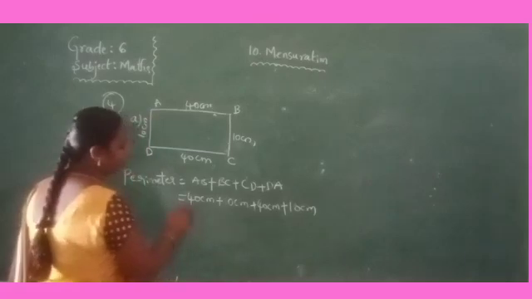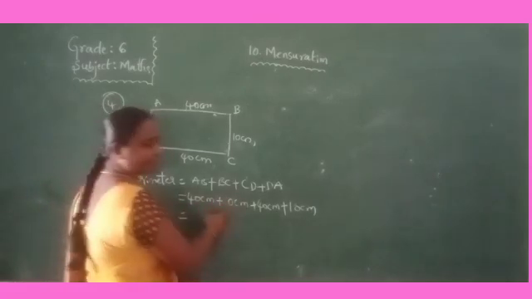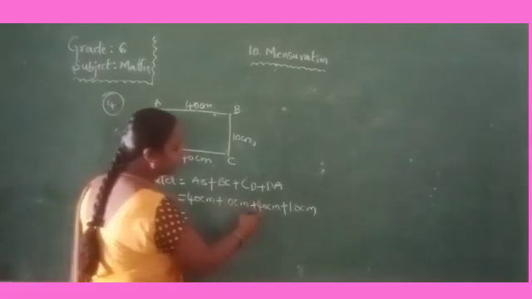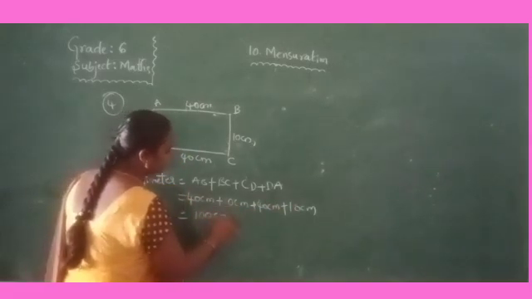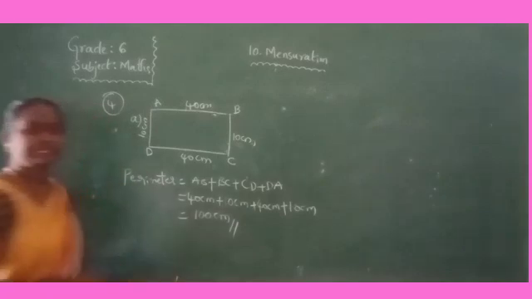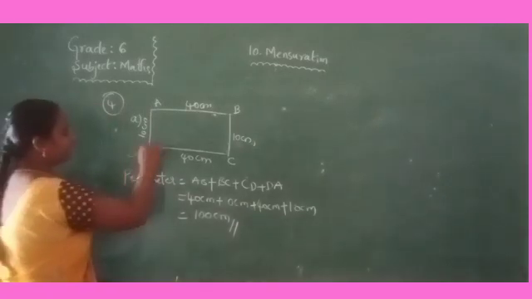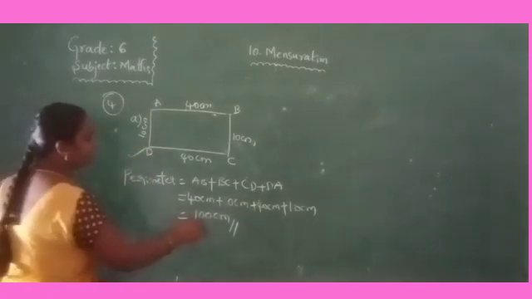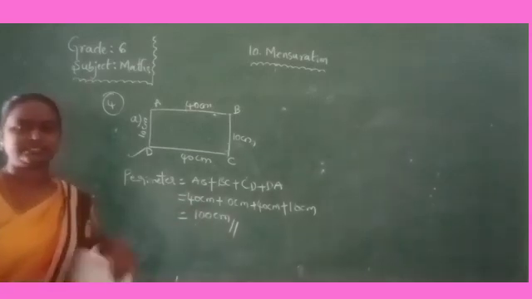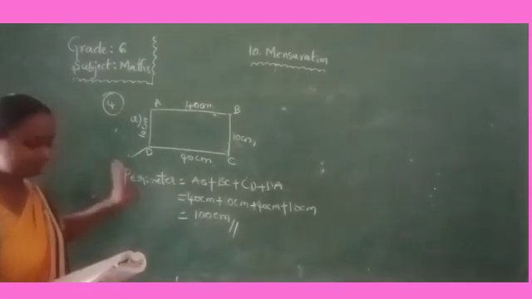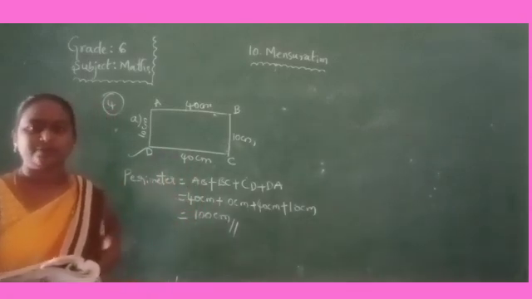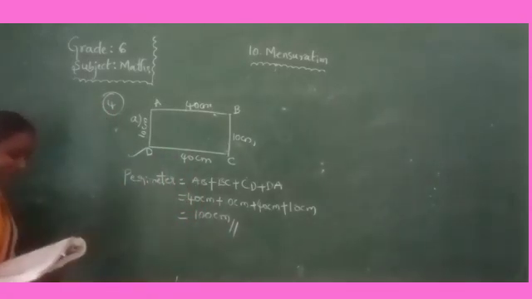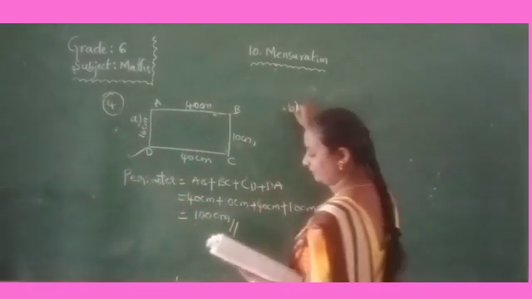Now add 40 plus 10, 50. 50 plus 40, 90. 90 plus 10, 100 centimeters. Now tell me, what is the perimeter of this rectangle ABCD? 100 centimeters. So write this down, fill it in the textbook and notebook also. Right? Next, see the second figure, that is figure B.